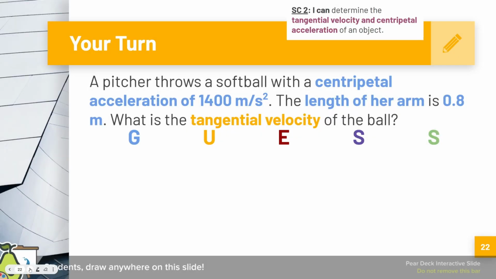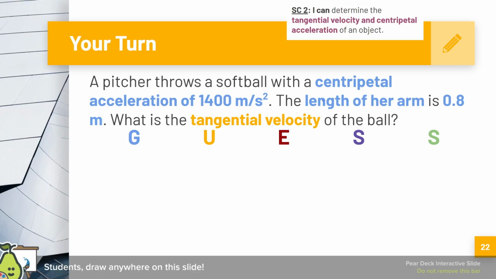Now, let's move on to the next one. A pitcher throws a softball with a centripetal acceleration of 1,400 meters per second squared. The length of her arm is 0.8 meters. What is the tangential velocity of the ball? Now, just so that you guys are aware, I did give y'all the notes the other day. Not all of these questions are the ones that we are going over today. But for your own sake, it might be a good idea to check your notes and go through the extra ones I don't get to during this little note section.